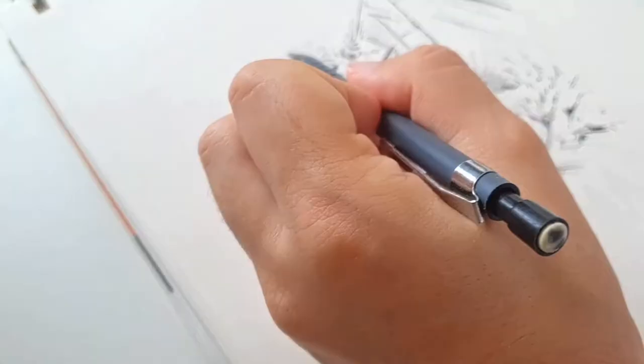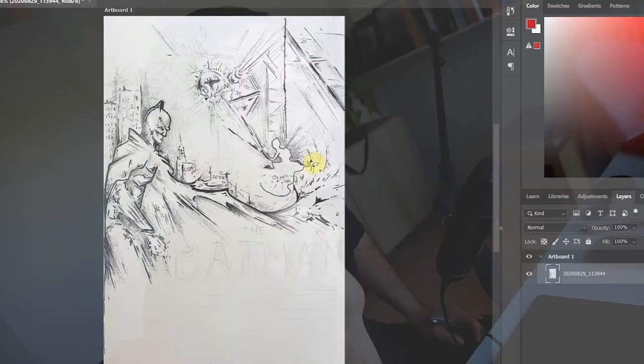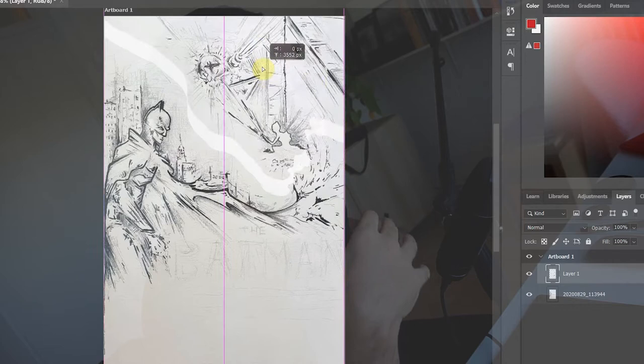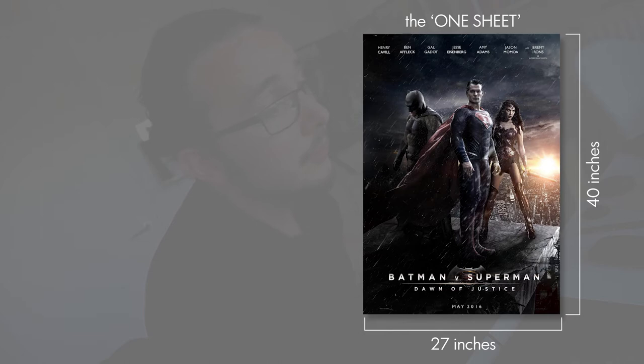Now that we are digitalizing, we need to rearrange the composition a little bit to fit the format, and I thought we should also go through the basic movie poster formula. So the standard movie poster size is 27 by 40 inches. This is also called the one sheet. And in terms of structure, movie posters, at least for us westernized audiences, tend to follow a standard flow.